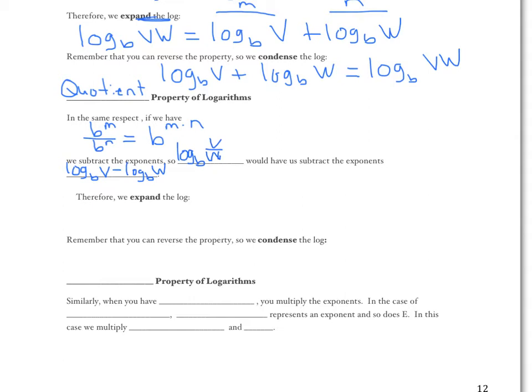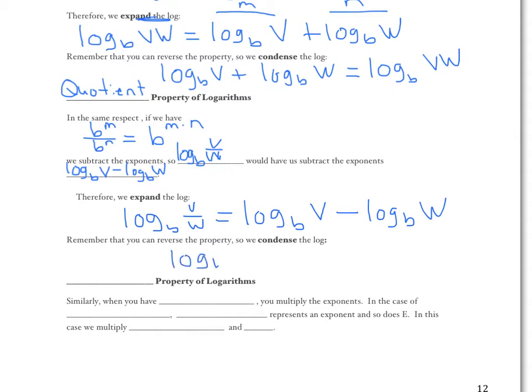Therefore, we expand the log. If we have a log base b of v over w, expanded means a little bit longer, so log base b of v, and when we divide, we subtract, so log base b of w. Remember that we can reverse the property, so we can condense. So if you see log base b of v minus log base b of w, they can be condensed to be log base b. Since we subtract the exponents, we divide the powers.